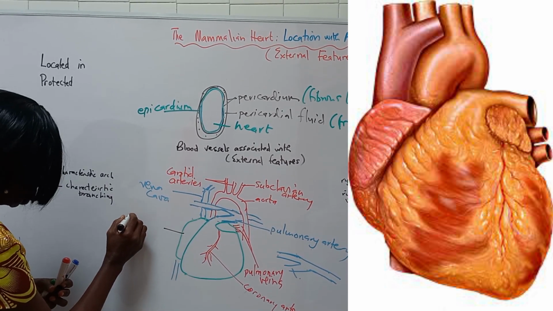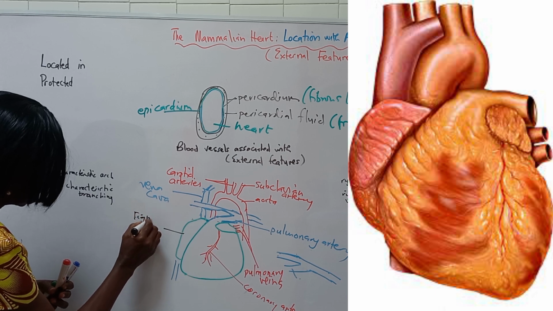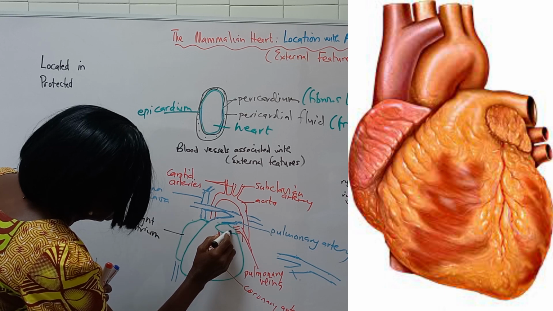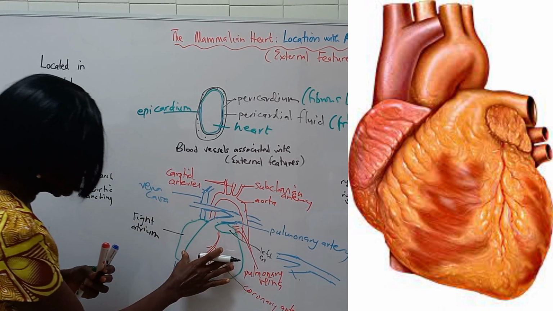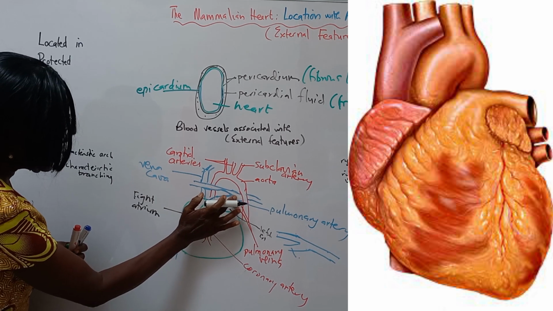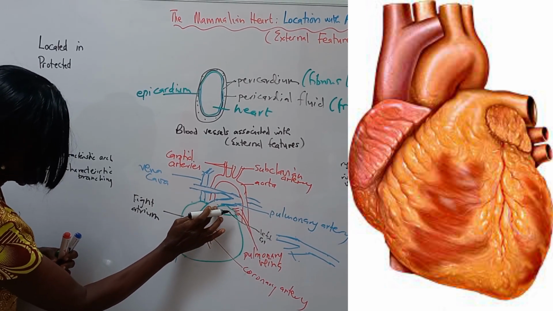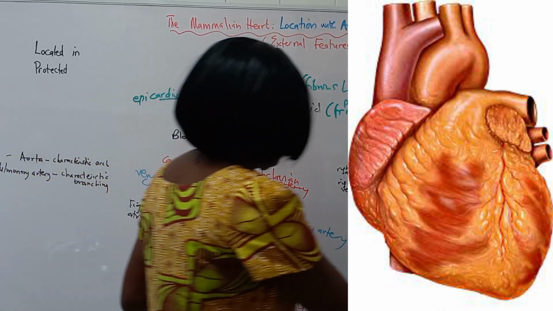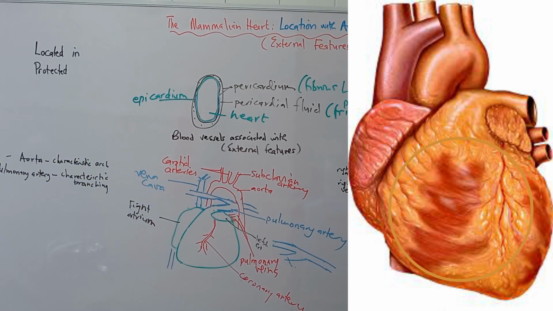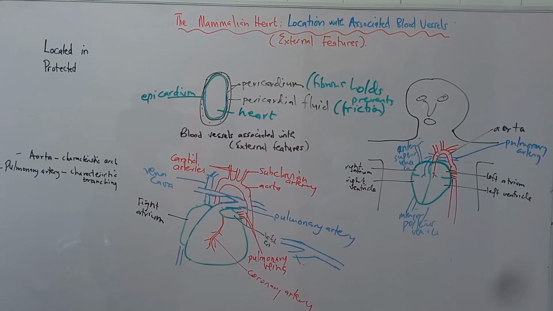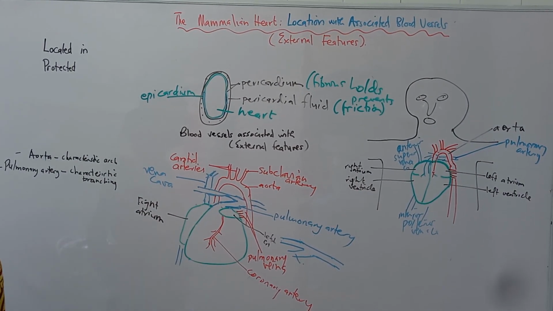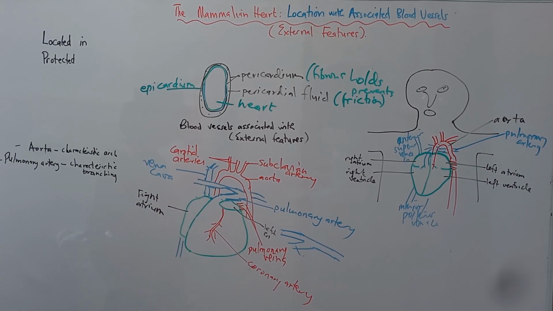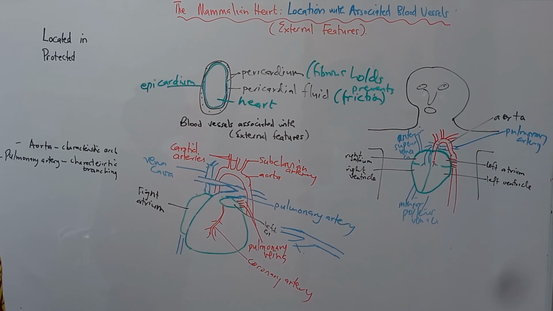So here we have the right atrium, you have the left atrium, this one, and the ventricle. As you can see, the pulmonary artery is coming out, and this part is the right ventricle, where the pulmonary artery goes off. It should not be difficult, when you have the heart showing the external features, to work out the arteries and veins that serve the heart, isn't it?